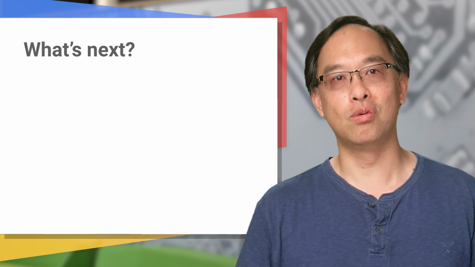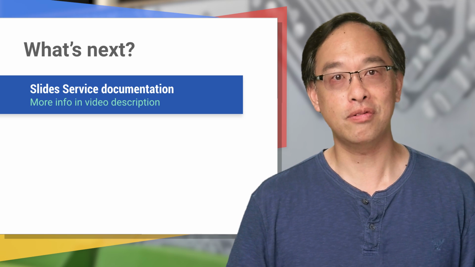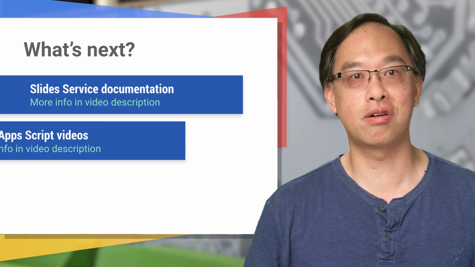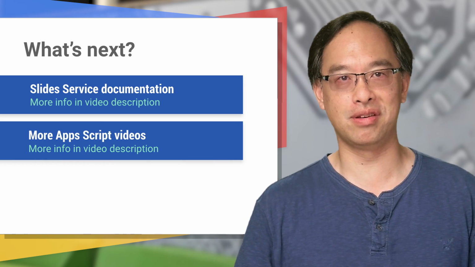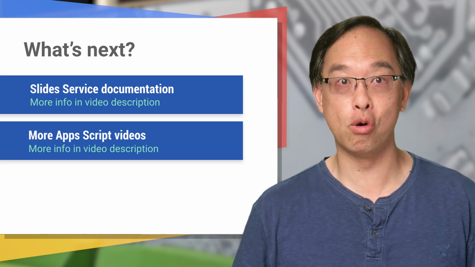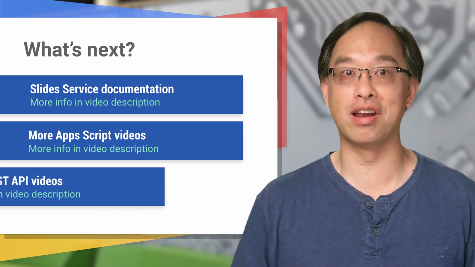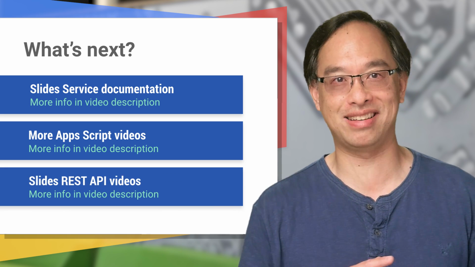Your next steps? Well, you can jump straight into the docs and brainstorm your own Magic Lantern app. Or if you want to learn more about Apps Script, well, check out our other videos that show you what else you can do with it. Want to build an app for Google Slides outside of the Apps Script environment and with your own development tools? Well, then you'll want to use the Slides REST API. And of course, we've got another set of videos to show you how to use that.